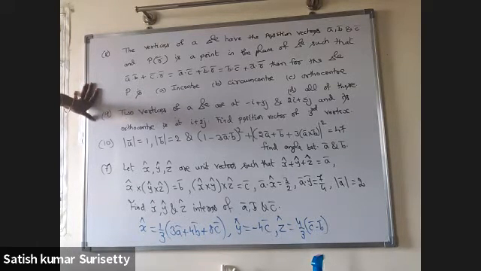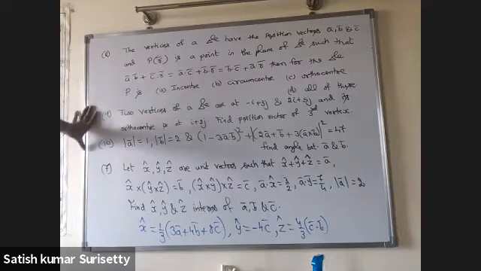9: Two vertices of a triangle are at minus i plus 3j and 2i plus 5j, and its orthocenter is at i plus 2j. Find the position vector of the third vertex. This can be done using coordinate geometry also. In case you are not able to do the ninth problem using vectors, you can apply coordinate geometry, 2 dimension.